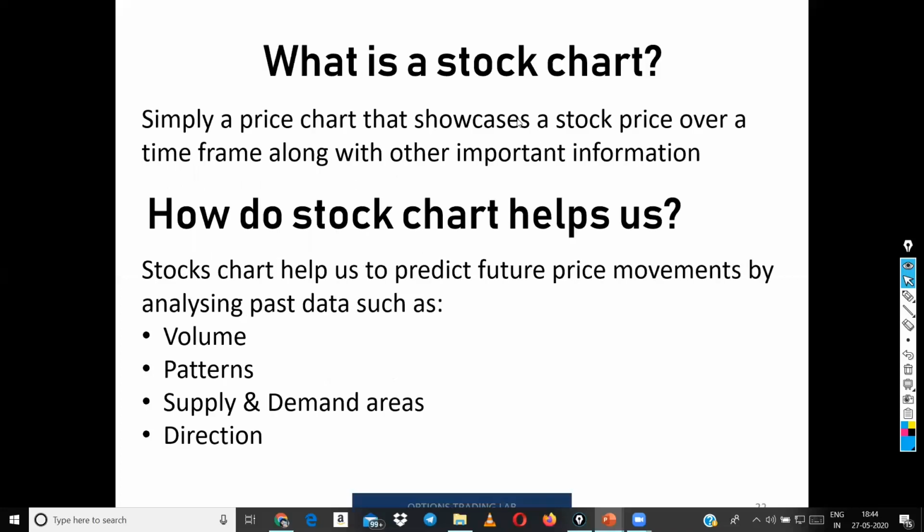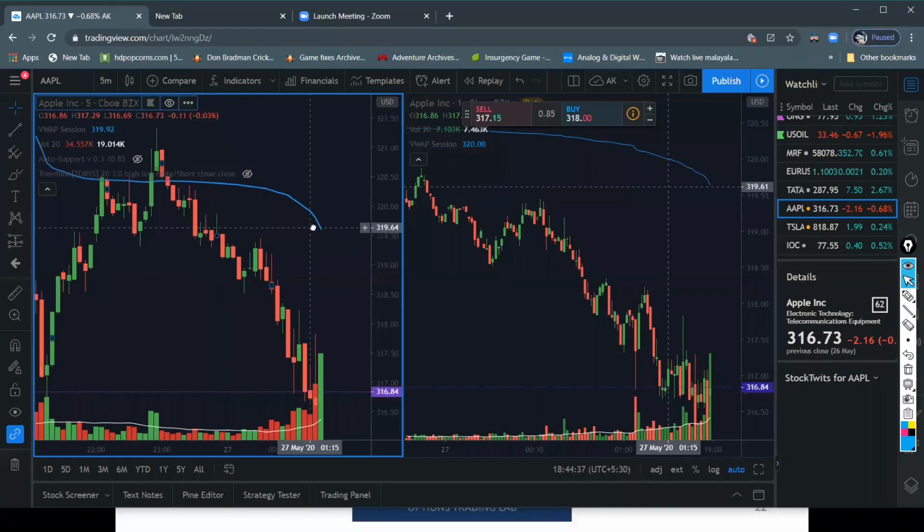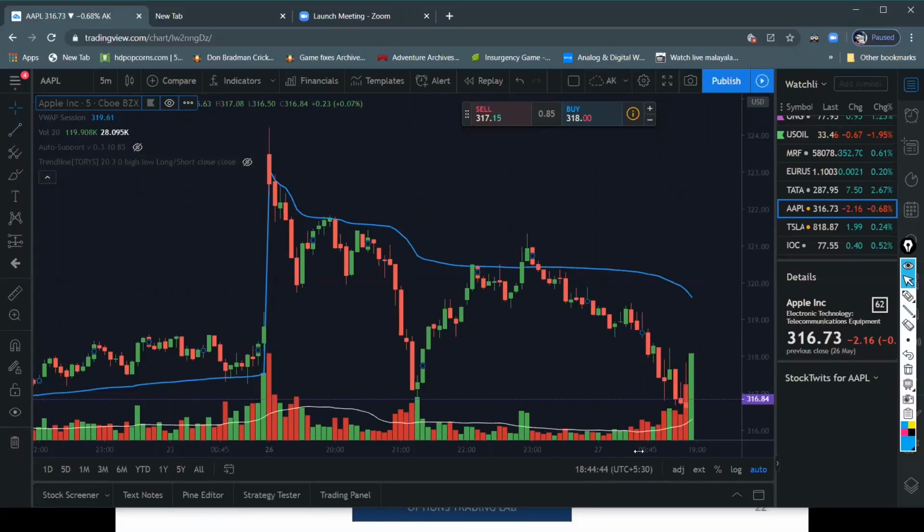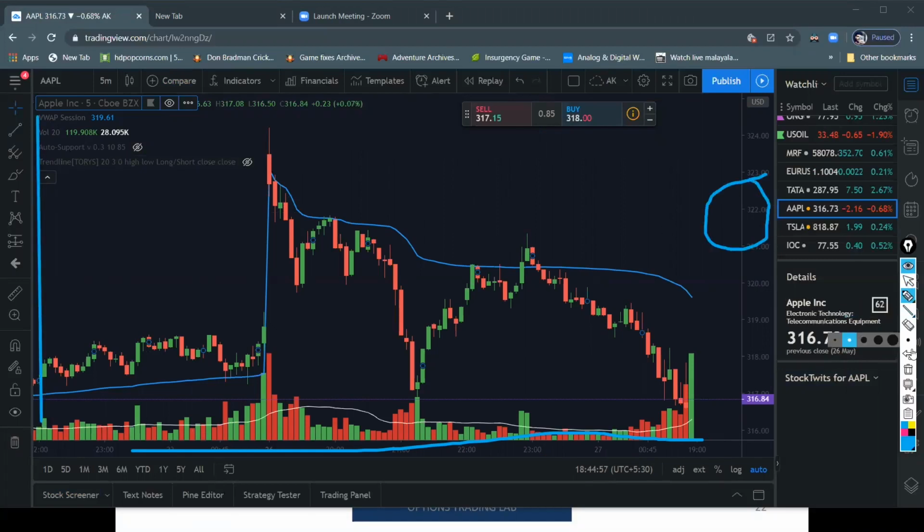Chart reading. What is a stock chart? A stock chart is simply a price chart that showcases a stock price over a time frame along with other important information. I'll show you an example of a stock chart. In this stock chart, you can see Apple. In the x-axis, you can see time, and along the y-axis, you can see the price. That means a stock chart represents the change in price of a stock with time.